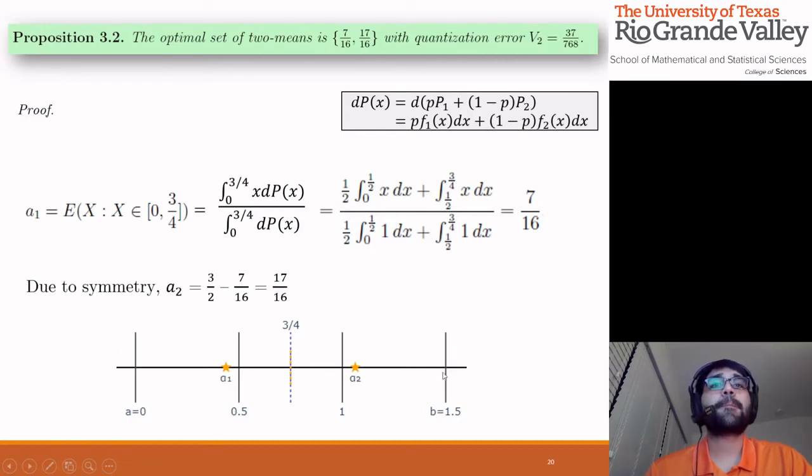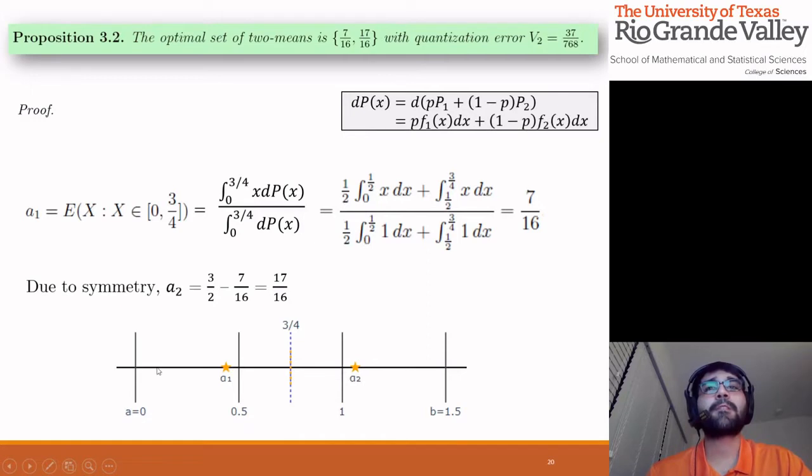So here's a picture. Here, the yellow dotted line on top of the 3/4 mark represents the boundary region. Remember that first picture of Voronoi regions? So the point 3/4 has probability equal to 0. That point is not associated with A1 nor with A2.